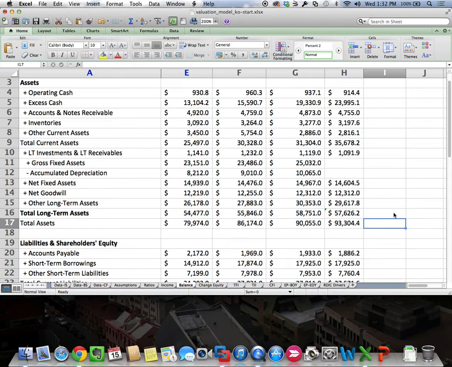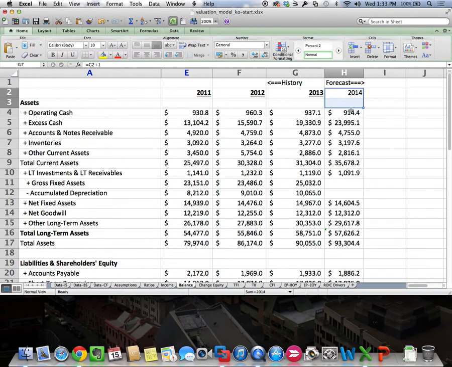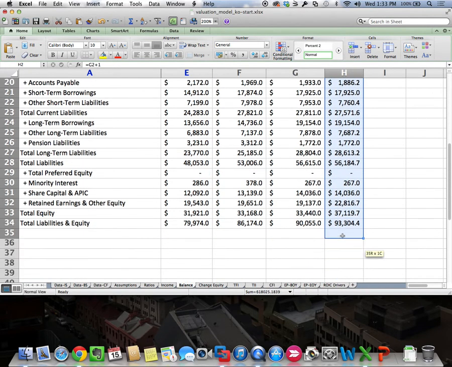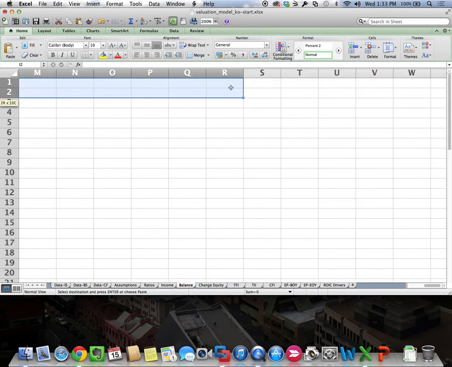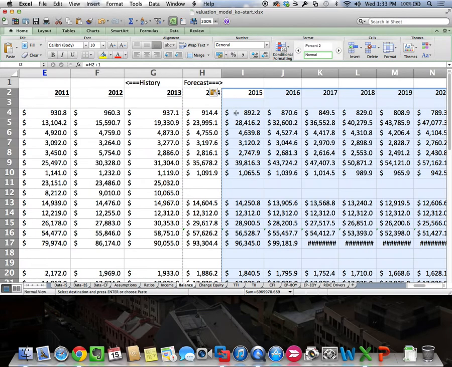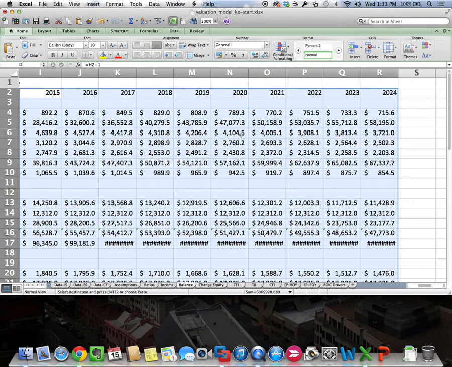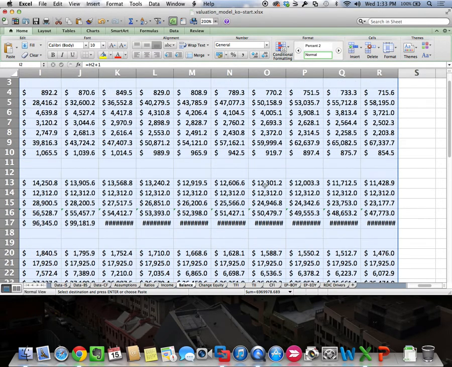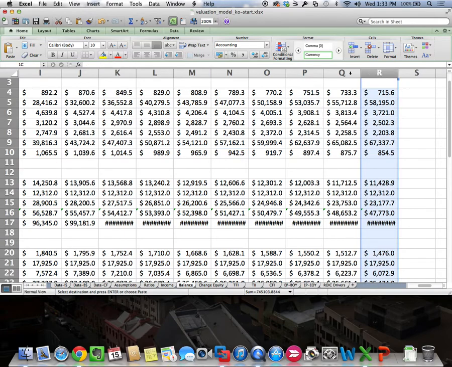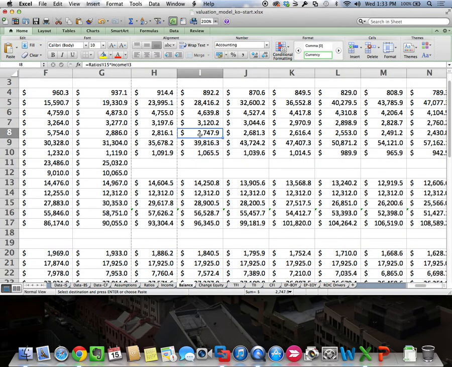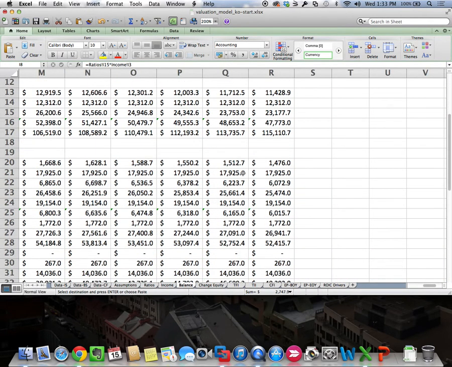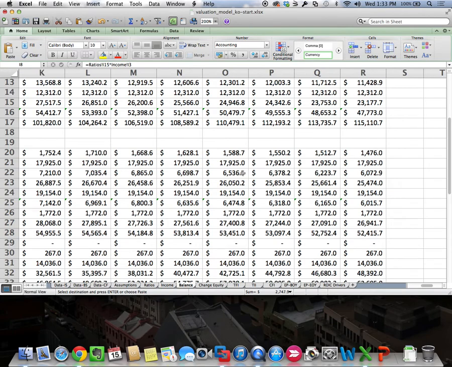I'm almost done. Final step, take the 2014 balance sheet, copy it out to 2024, column R. I now have a forecast for the balance sheet that hopefully balances. So I'll make it a little bit wider. Through 2024.